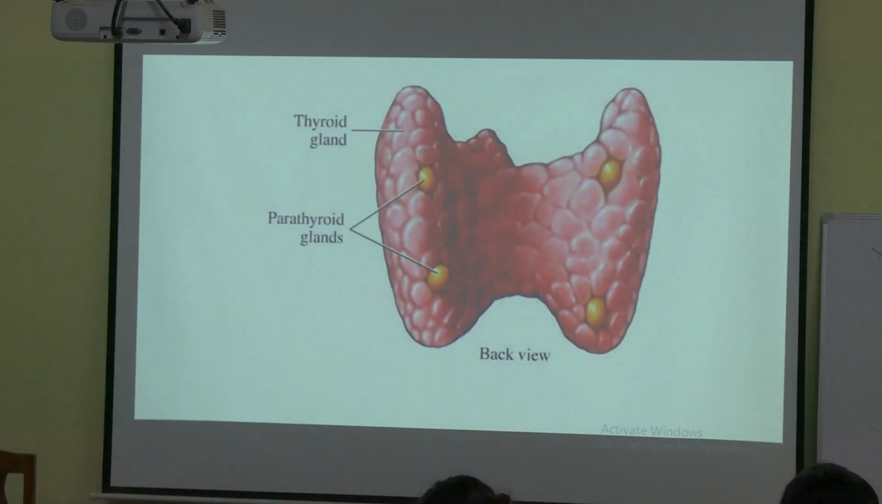Here you can see, this is the posterior view of the thyroid gland, where you can see the parathyroid glands situated on the posterior border of the two lateral lobes of the thyroid gland.